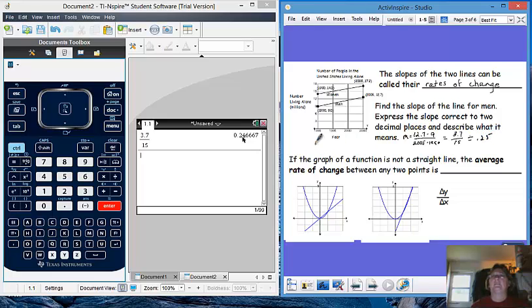And what that means is this was the number of people that are living in the United States alone. We were looking at men. So each year, another 0.25 million men live alone in the United States.